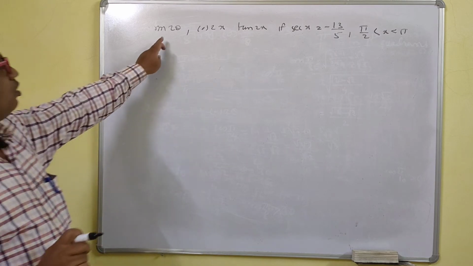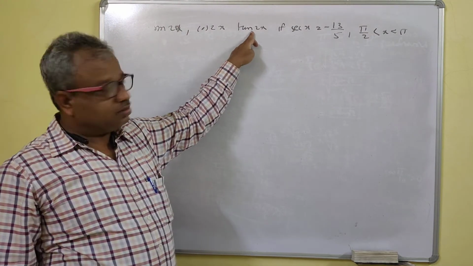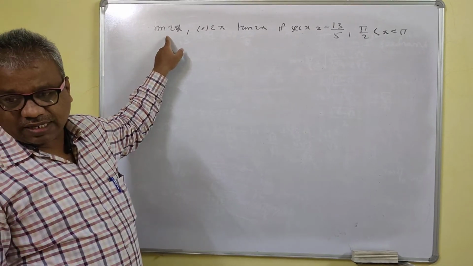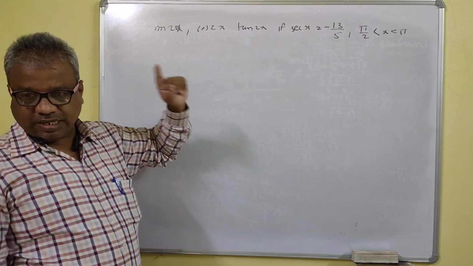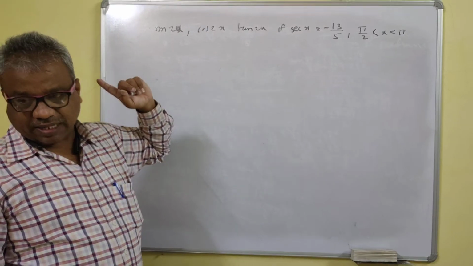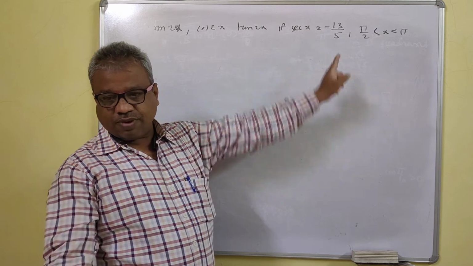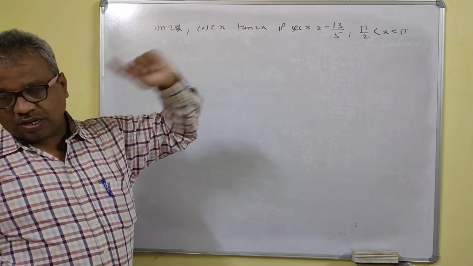Okay, now sin twice x, cos twice x, tan twice x, and where the value of sec x is given. We have the formula for sin twice x in terms of tan x, the formula for cos twice x in terms of tan x, and tan twice x is also in terms of tan x. So that means with the help of sec x, easily you can obtain the value of tan x, and with the help of tan x, easily you can obtain all three values.